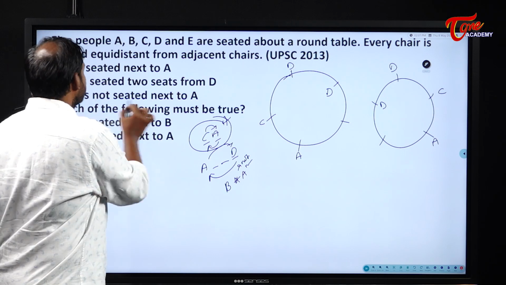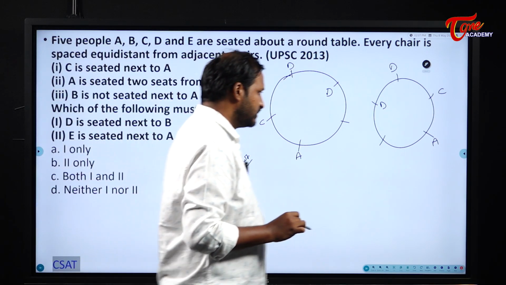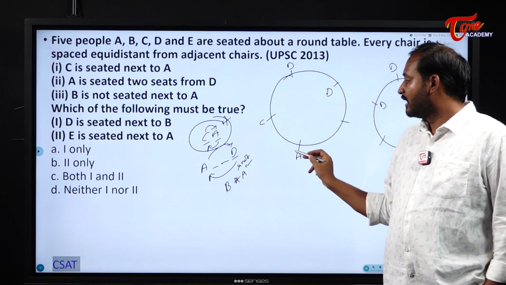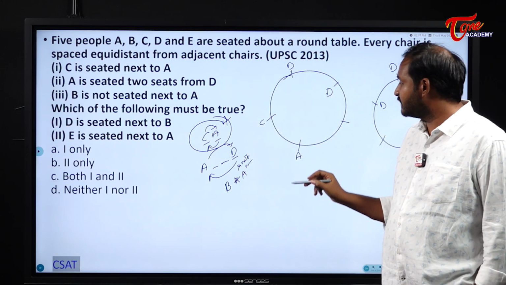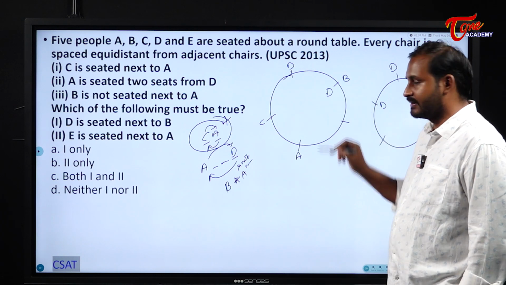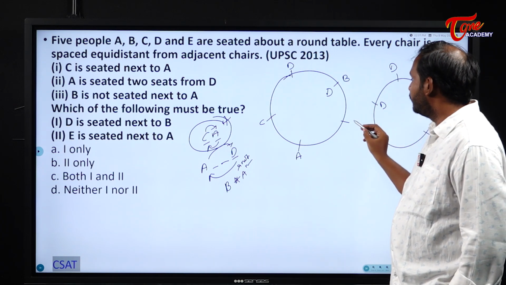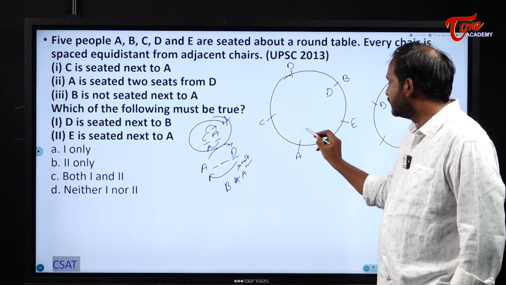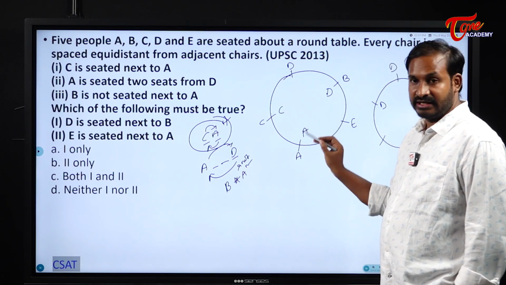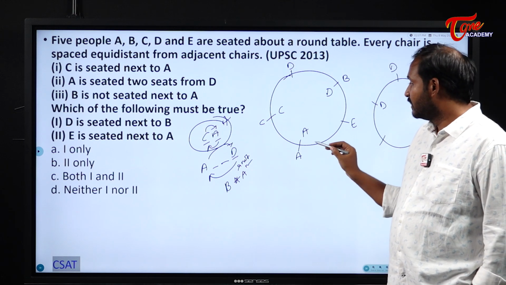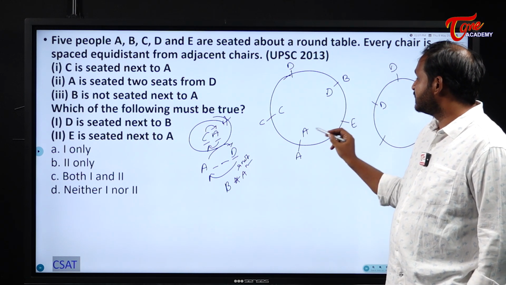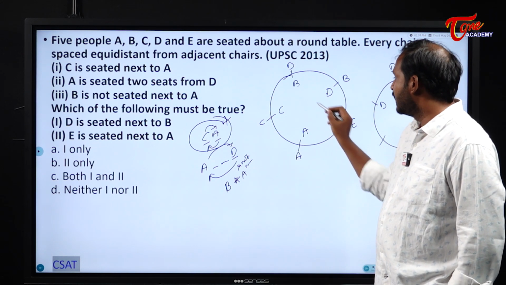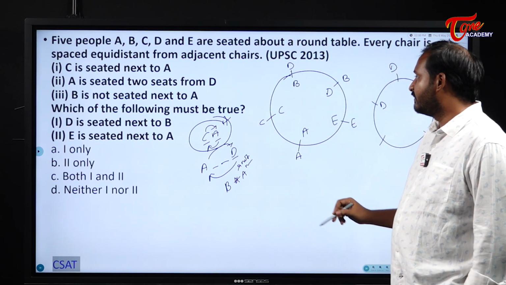Now, B is not seated next to A. See here, in this outermost layer, B is not seated next to A, right? So that means B will go obviously here. If B goes there, I will have E here. Now come to inward arrangement. A, C are fixed already. These 2 are fixed for everything. B should not be neighbor with A, right? So B will go here and I will have E here.